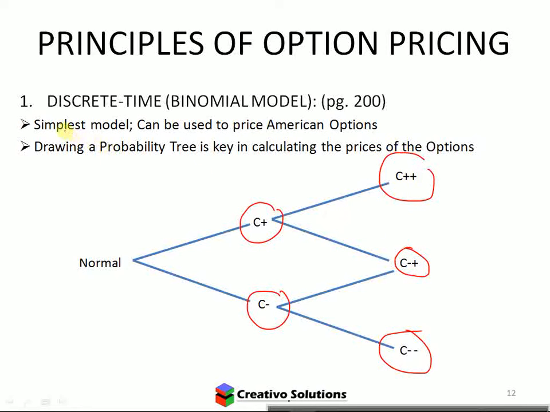Okay, so when looking at the discrete time binomial model, page 200, it's the simplest model that can be used for pricing American options. Okay, we know we're pricing options. Why American and not European? Exactly. Yeah, it's only at expiry.